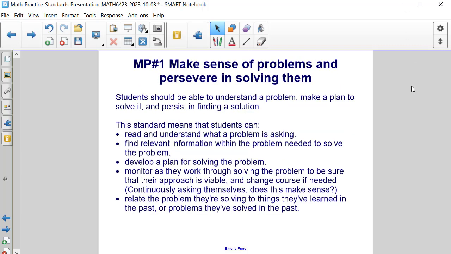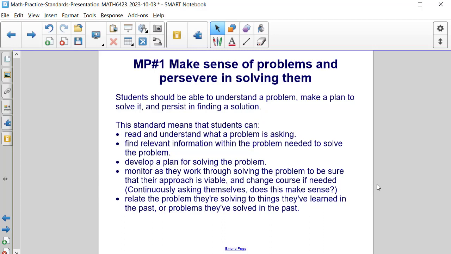The first math practice standard is to make sense of problems and persevere in solving them. Students should be able to understand a problem, make a plan to solve it, and persist in finding a solution. This standard means that students can read and understand what a problem is asking, find relevant information within the problem needed to solve it, develop a plan for solving the problem, monitor as they work through solving the problem to be sure that their approach is viable, and change course if needed.